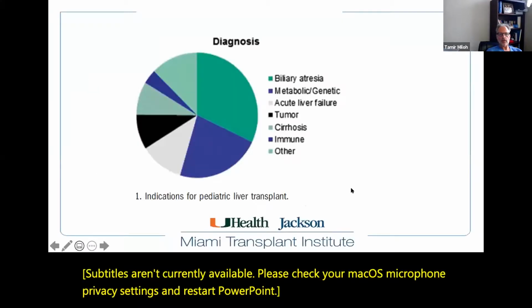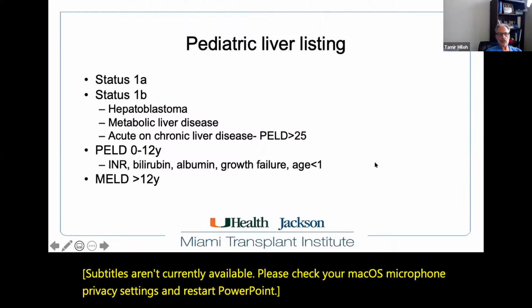Children with metabolic liver disease who can have metabolic crises over the time are just listed with a lower score. And there's acute and chronic liver disease. So your natural PELD score has to be above 25 and you have to be either intubated, receiving dialysis, or with a low Glasgow Coma scale.